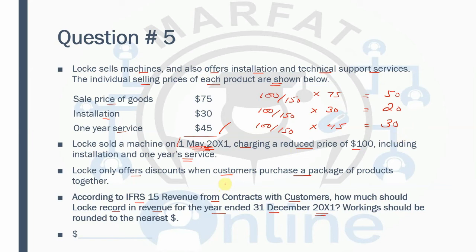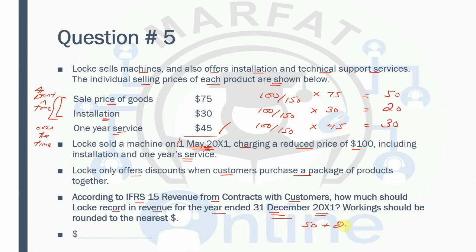Now, the bundle includes the sale of goods and installation. Those will be provided at a point in time, and the service is to be provided over time. They have asked what revenue should be recorded for 31st December. So we can record 50 because the obligation will be satisfied.